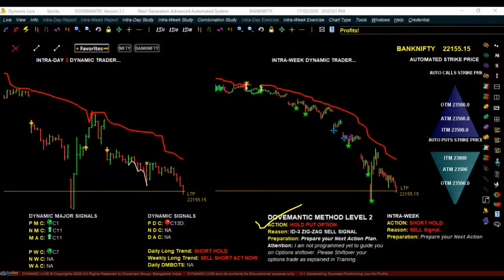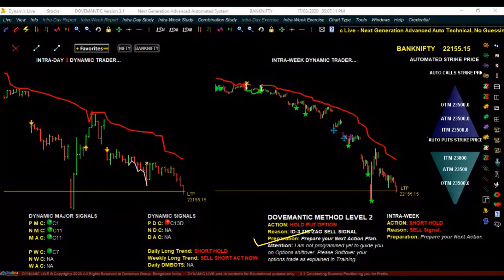Now, before something comes in action, there is this preparation. In the preparation, it will tell us to get ready to buy a call option. So it means you are supposed to be prepared. Any moment you may get a buy call option now information in action. So be prepared from now. You are about to buy a call option.